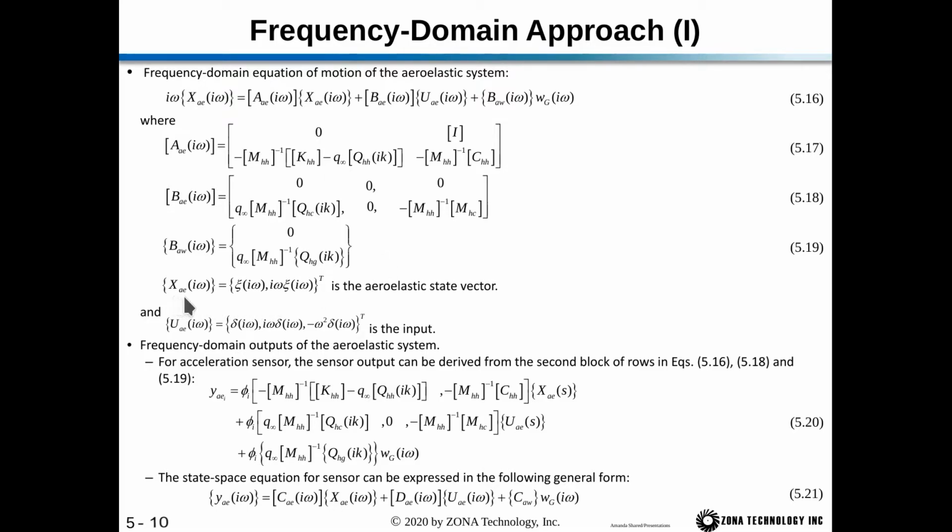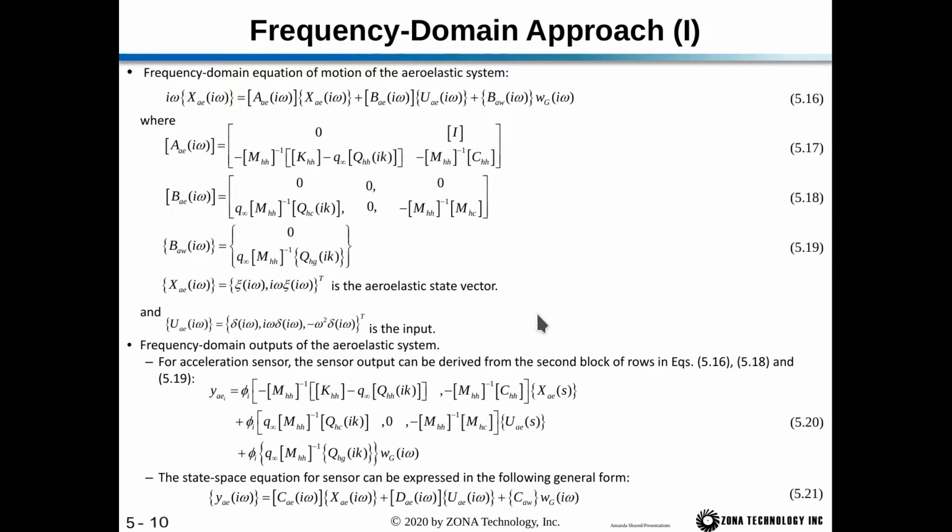And then our XAE states are made up of Kc and i omega times Kc, which corresponds to Kc and Kc dot from the time domain analysis. And our UAE is delta, i omega times delta, and minus omega squared times delta.